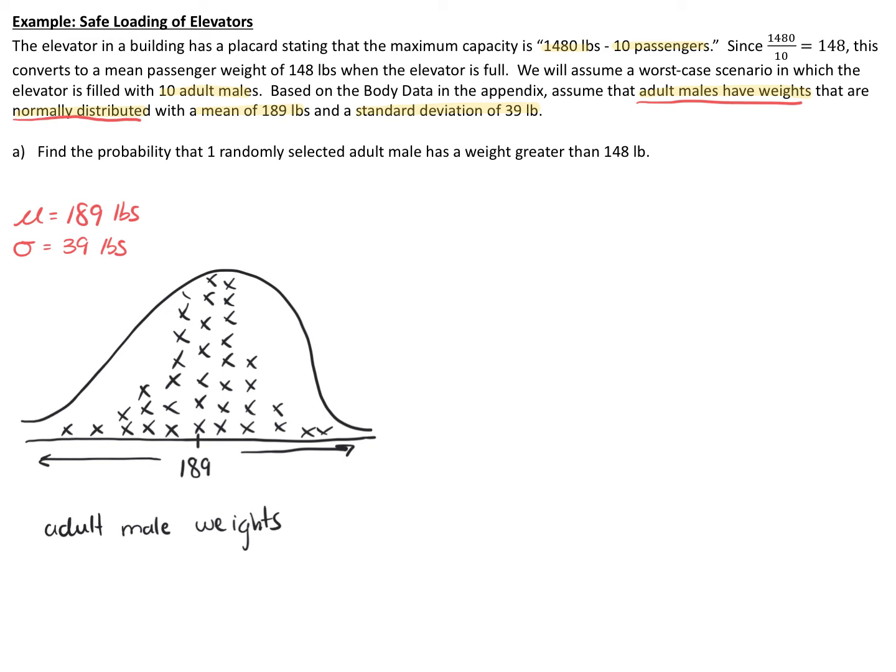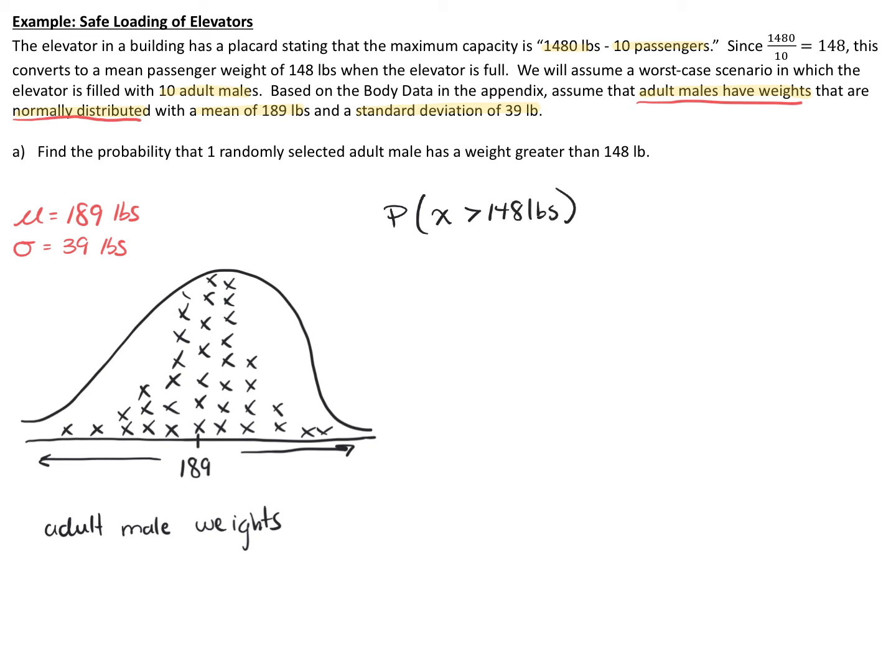Okay. Now let's take a look at question A. We're asked to find the probability that one randomly selected adult male has a weight greater than 148 pounds. So what this question is asking us to do is this. I'm going to use the notation P for probability. What is the probability that one randomly selected adult male, so one X value chosen at random, is going to be greater than 148 pounds?